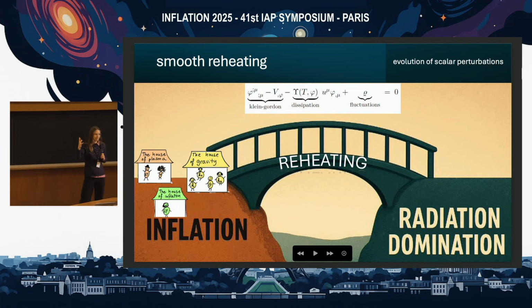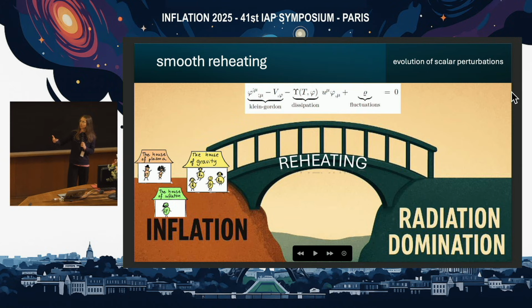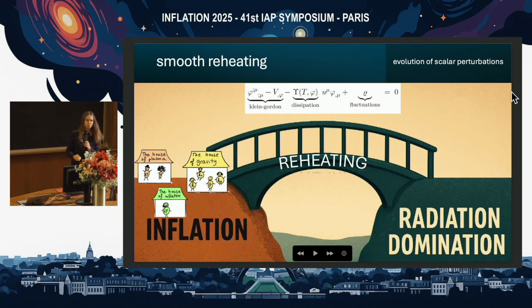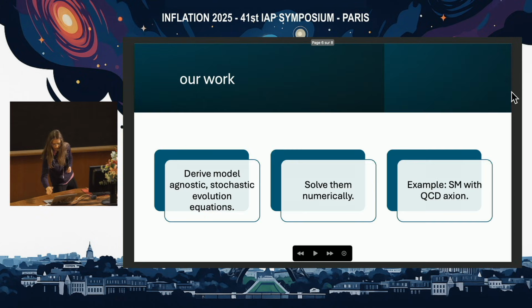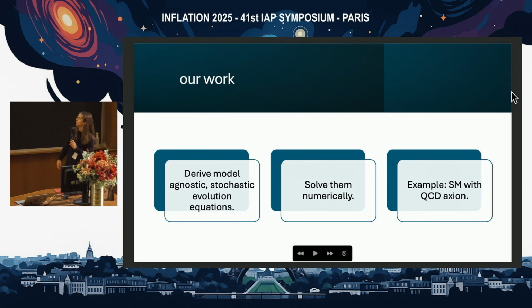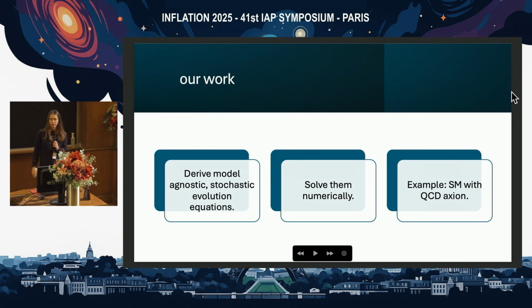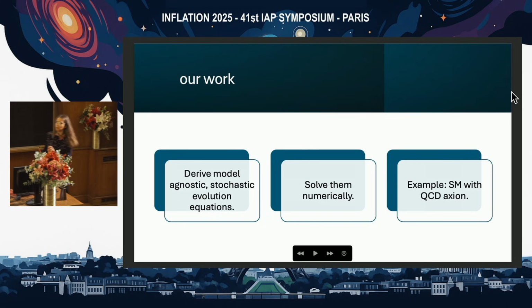Now, the big picture here is that at the beginning, the inflaton is the dominant component in the energy density, but then it is slowly transferring it to the plasma through this dissipative term here, until at some point the plasma is the dominant component of the energy density, and then we talk about radiation domination. Because this process happens smoothly, this is called smooth reheating. So what do we do in practice? We derive model-agnostic stochastic evolution equations for the power spectrum, and then we solve them numerically. One particular example of our solutions is the standard model with QCD axion.